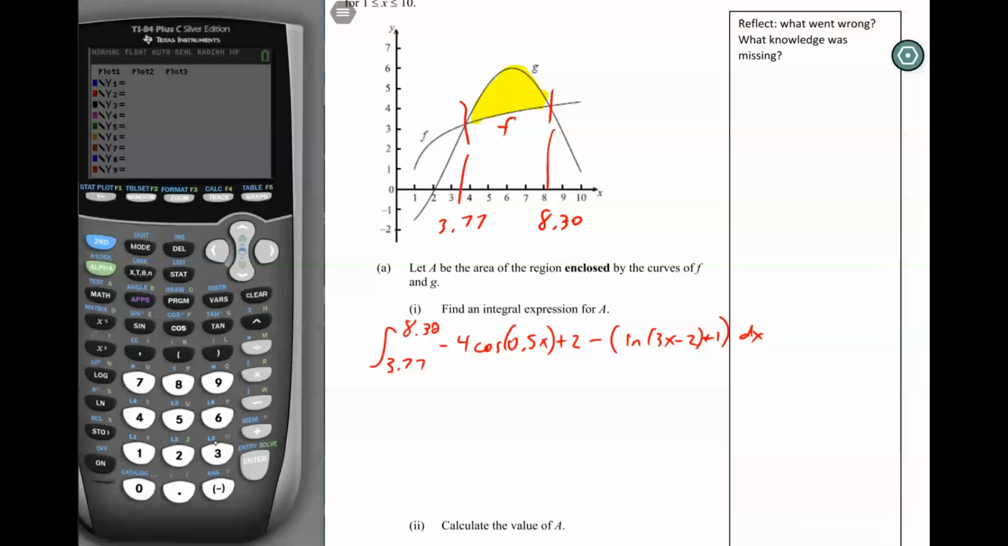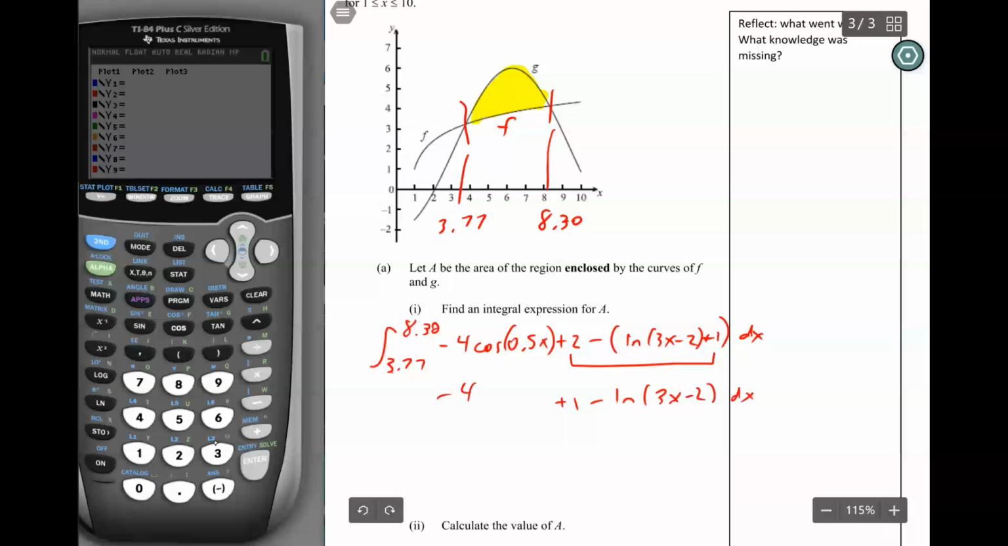Now we are not going to take the integral of this, okay? Maybe you might not realize this. We don't know how to take the integral of log anyway. So what we're going to do is simplify a little bit so that we can put it in the calculator easier. We can combine these two. This is plus 2, and this is actually minus 1, because there's a negative here. So plus 2 minus 1 gives us plus 1. Minus times natural log of 3x minus 2 is negative natural log 3x minus 2. And then negative 4 cosine of 0.5x is just that. Okay, and that's the integral with those limits.